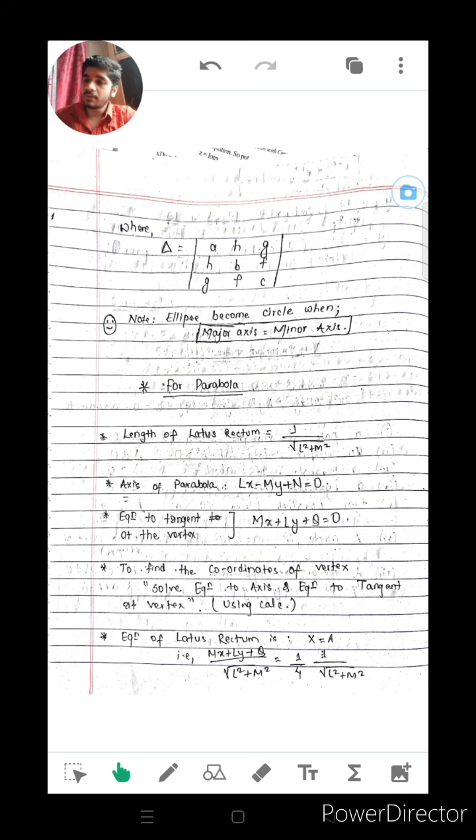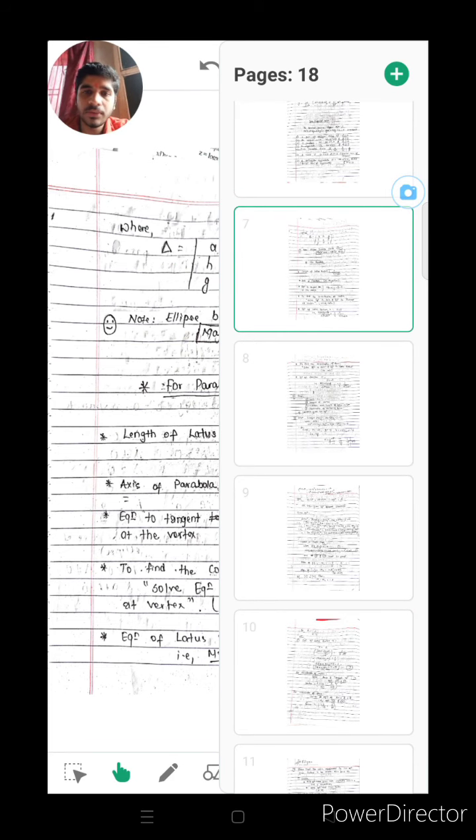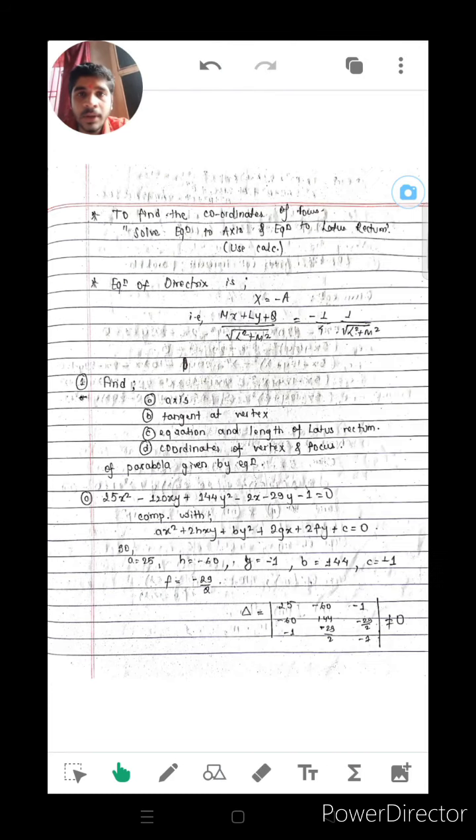So let's move forward. Today we'll be mainly discussing parabola and ellipse in this video. Before starting, here are some formulas of parabola. Look at this and note it down. We'll be moving forward. To find coordinates, here are also formulas. So let's have one question discussion.